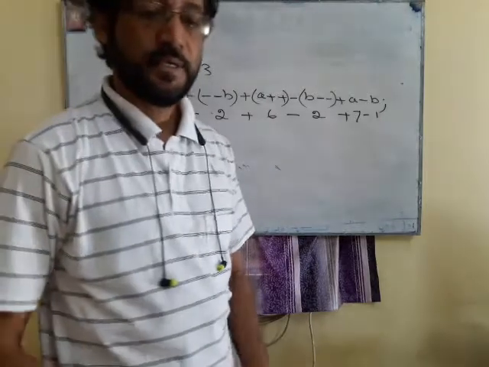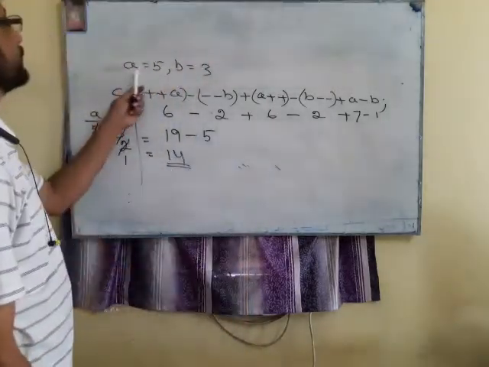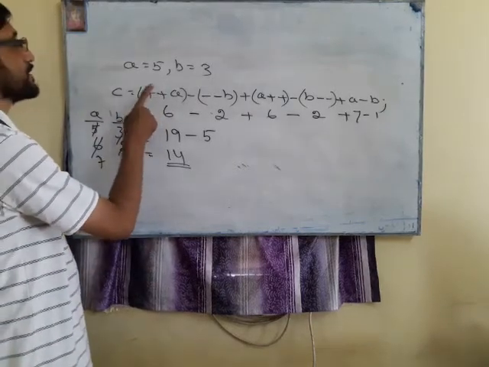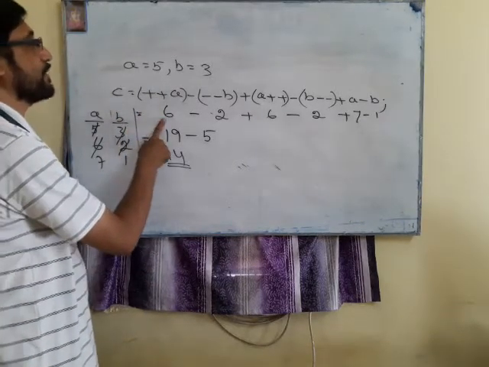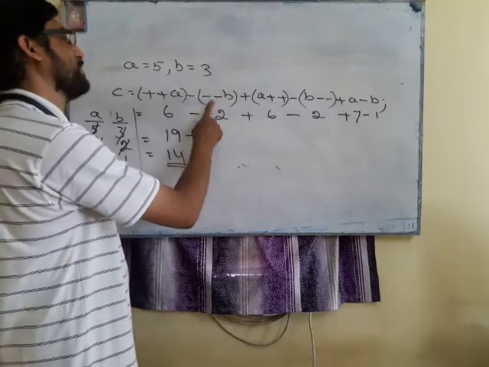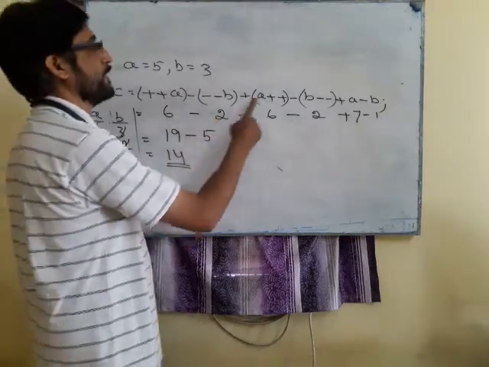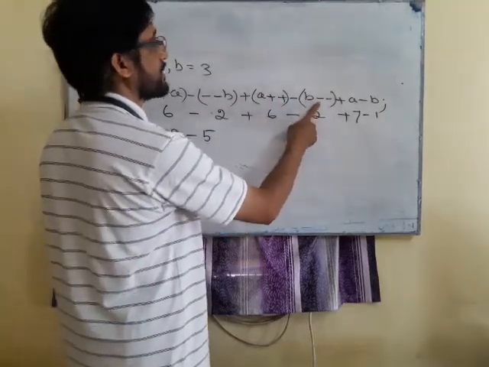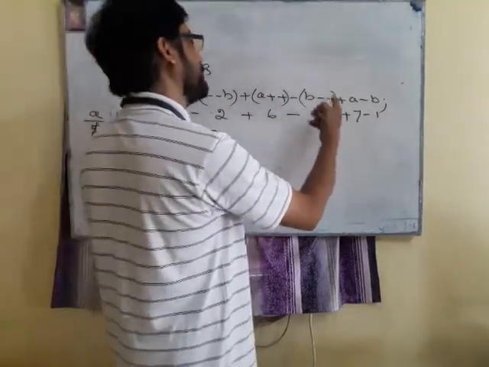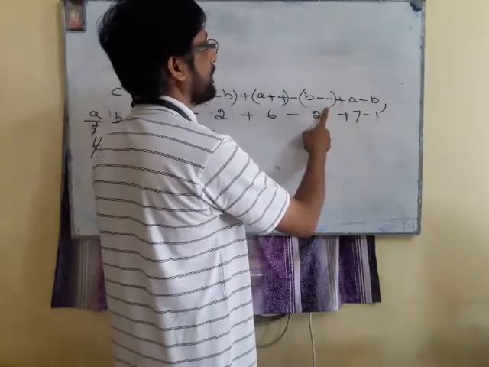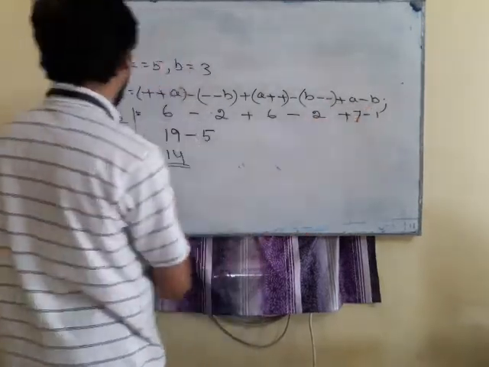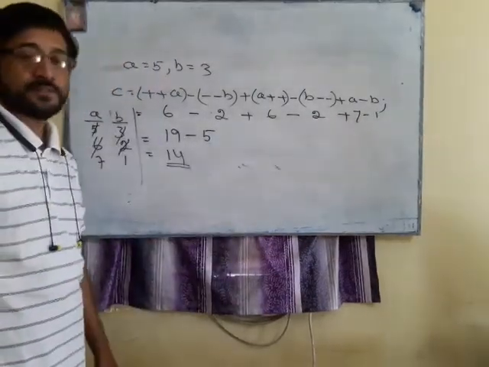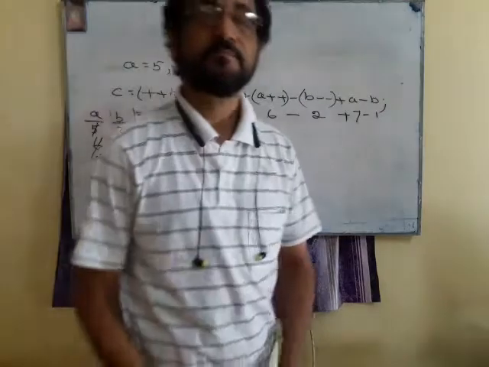So in this way you can solve the problems. So A is equal to 5, B is equal to 3, C is equal to ++A. In this case, first you change the value of the variable A by 1, then put the value. In this case, first you change the value of B by 1, then put the value. In this case, first you put the value, then you increase it by 1. In this case, first you put the value, then you decrease the value of the variable by 1. And for the last A and B, you should put the last values, that is 7 and 1. Then solve the equation. Okay.